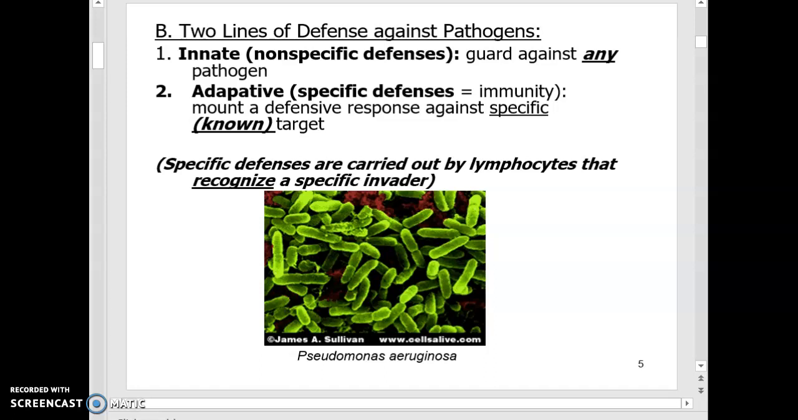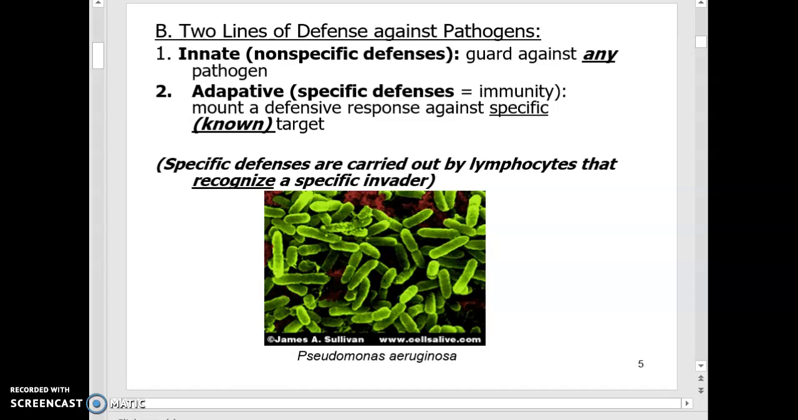The nonspecific defenses are pretty easy, I would think. Things like having skin covering our body to keep disease out, mucous membranes, fevers, and I think you won't have much trouble learning those. The adaptive defenses, what we call specific, are a little more challenging.